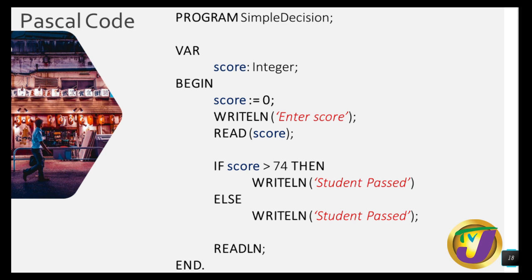So we have if score greater than 74, then writeln, student has passed, else writeln, student has failed, or whatever the case is there. Or that should be fail, right? So I'm writing this up, fail, and then the semicolon, all right? Straightforward.